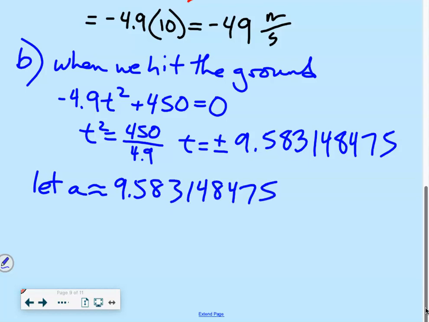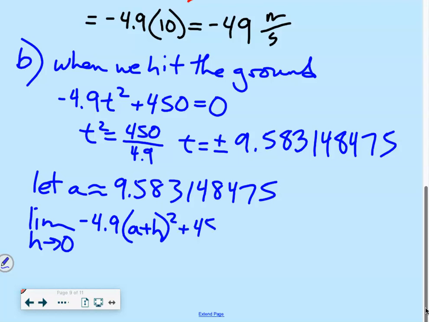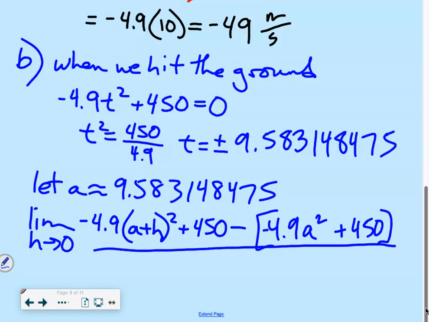9.583148475, and then when you're writing your limit, we can say, hey, we have the limit, I don't know which one you do, as h approaches 0 of f of a plus h, so s of a plus h, so it'd be negative 4.9 times a plus h squared plus 50 minus s of a, negative 4.9 a squared plus 450, all over h. I'm using the second definition now, right?